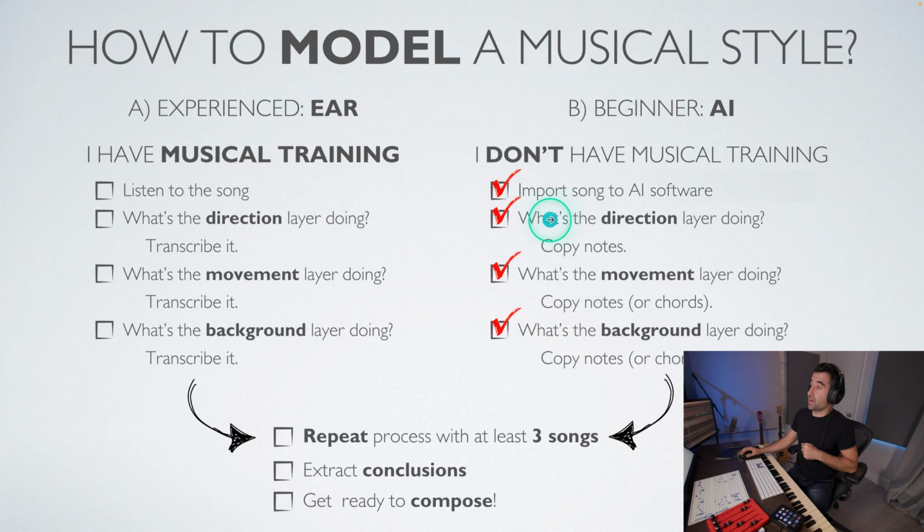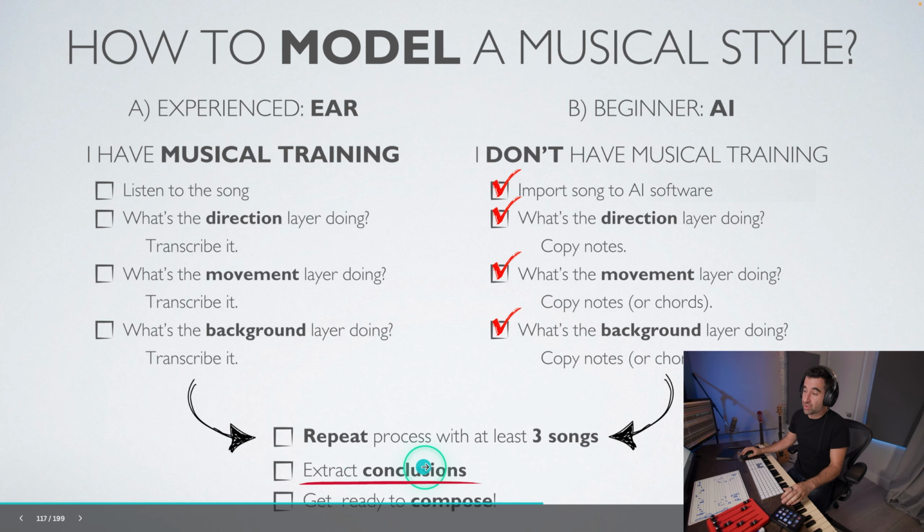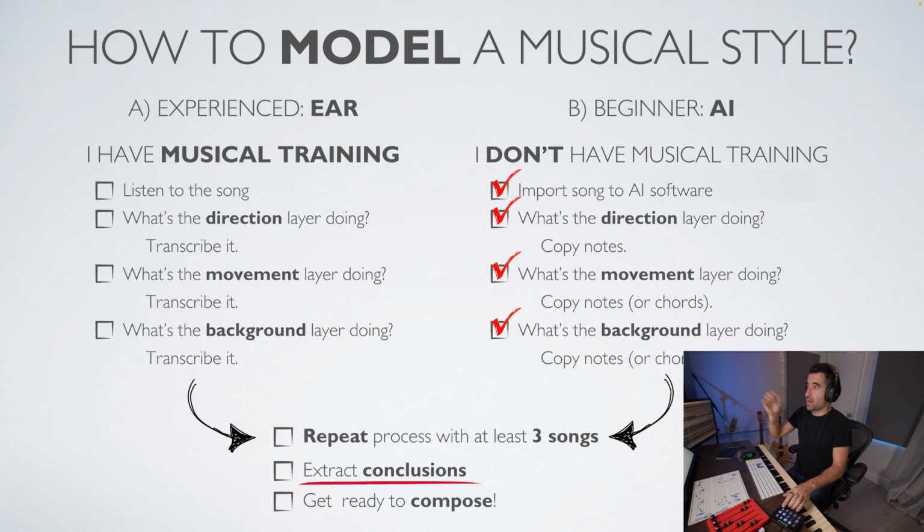So this is what we have done. What's the direction layer doing? Copy the notes. What's the movement layer doing? Copy the notes. What's the background layer doing? Copy the notes. Then you're going to repeat this process at least 2 more times. We want to have analyzed at least 3 songs. And then once we have 3 songs, then we can extract conclusions. I've already done that to speed up this video, and this is the result.